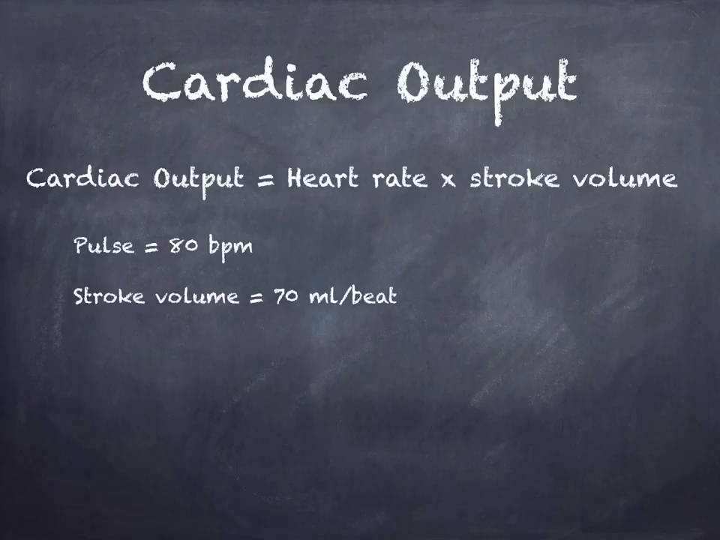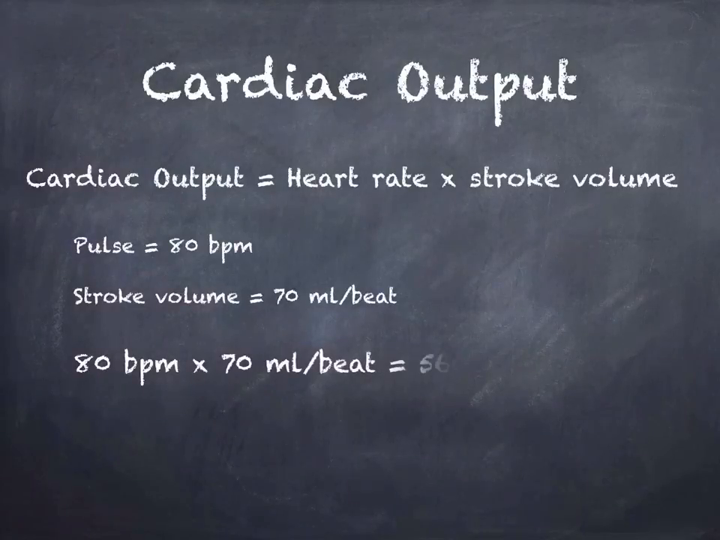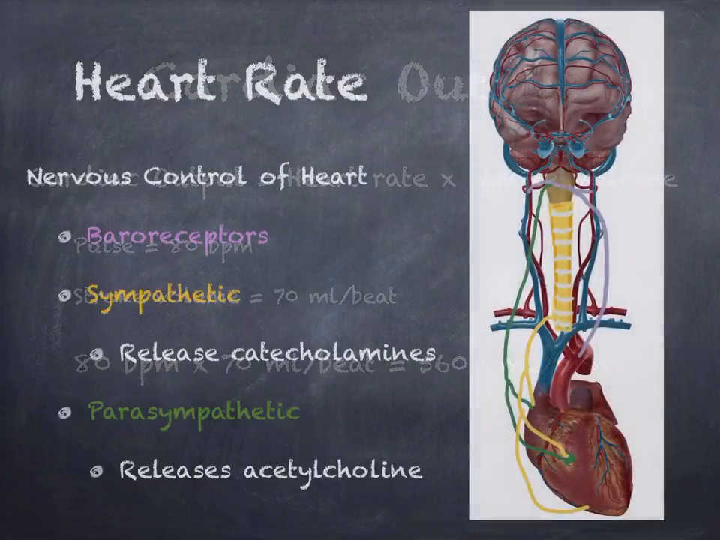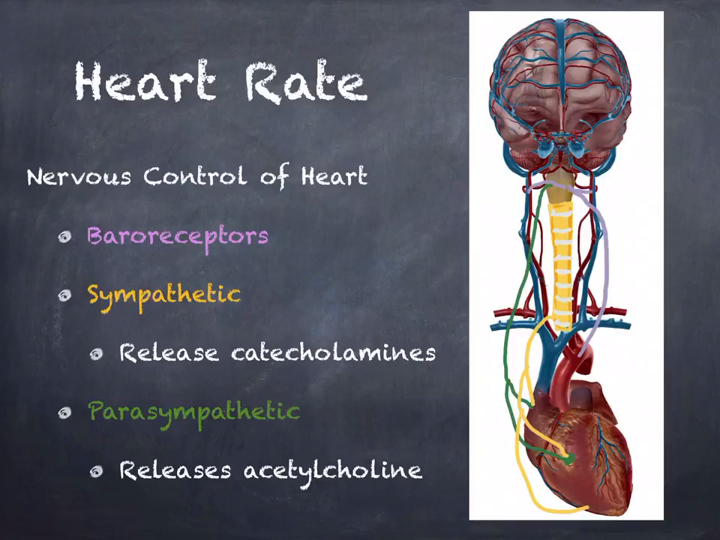So a patient's heartbeat is 80 beats per minute, and their stroke volume is the typical 70 milliliters per beat. We can simply multiply these together, 80 multiplied by 70, and you end up with 5,600 milliliters of blood being pumped through the body every minute, and that's pretty typical. Now, how does heart rate get controlled? There's a couple of things.